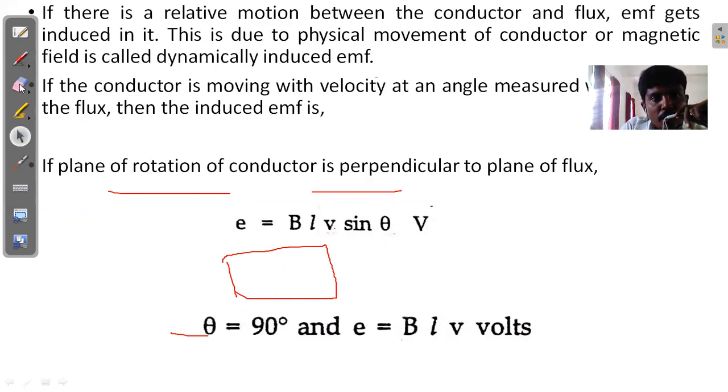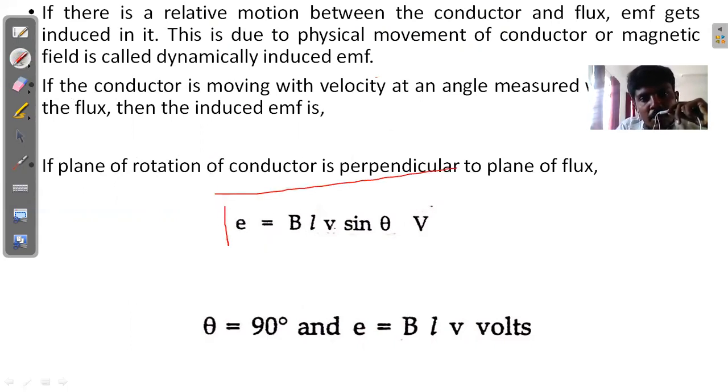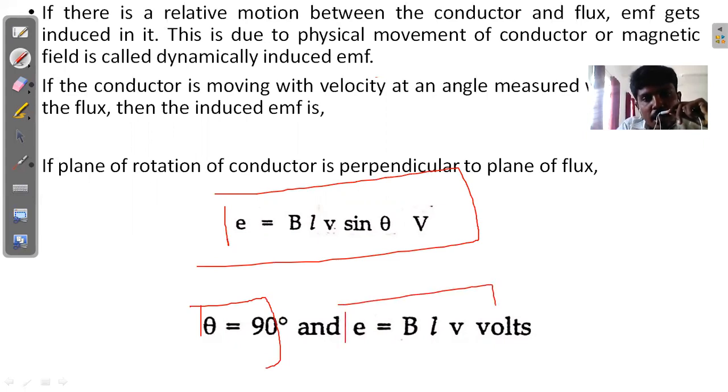According to Lenz law, there are two types of induced EMF. One is statically induced EMF, and the other is dynamically induced EMF. When the EMF is induced, we can write E equal to BLV sin theta. When theta equals 90 degrees, the induced EMF equals B into L into V.